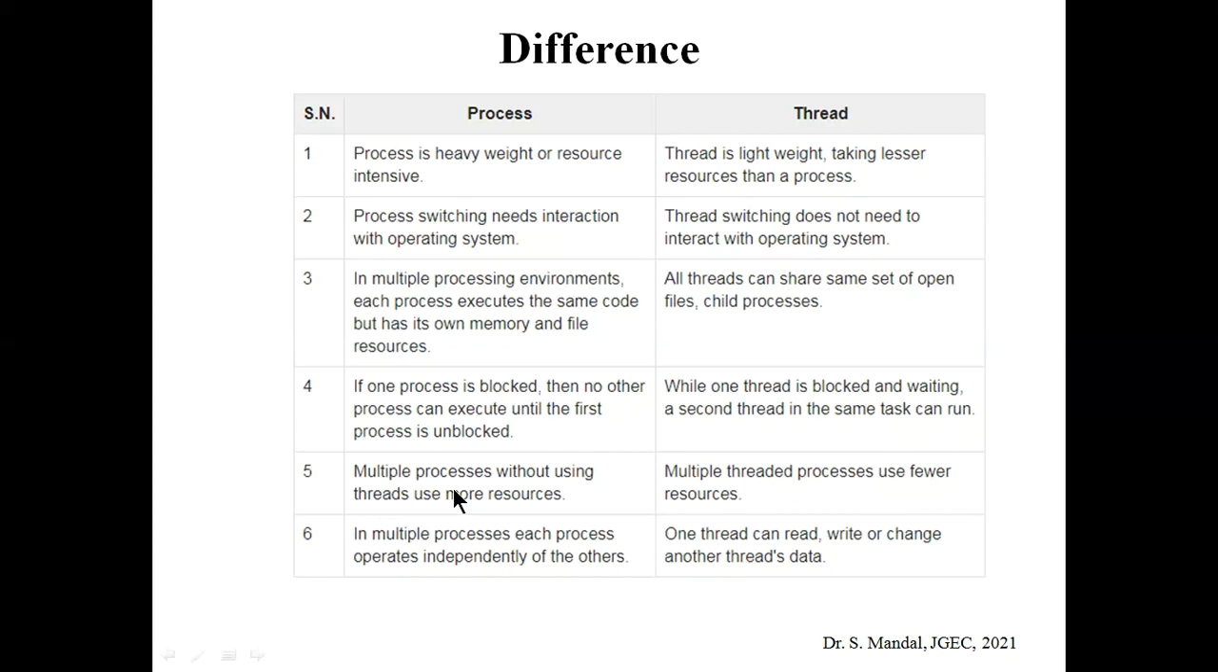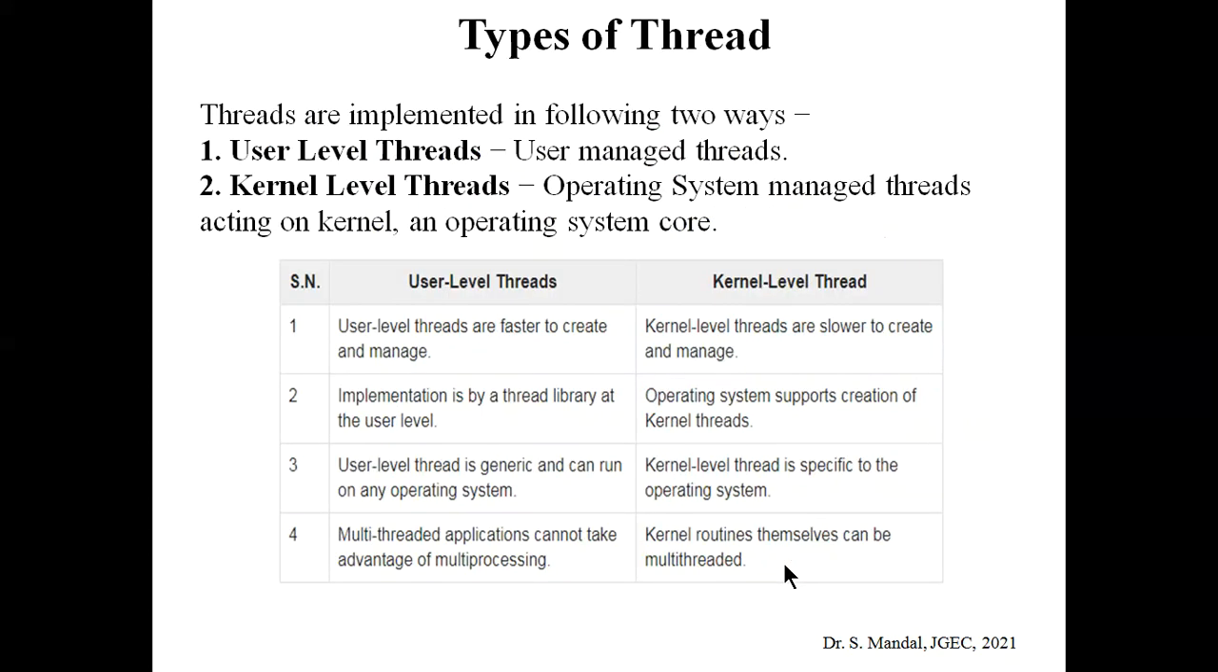Now fifth, multiple processes without using threads use more resources. That means if there are multiple processes with a single thread, we need more resources, because for each application and each task, we need to execute a process separately. Multiple processes without threads use more resources, while multithreaded processes use fewer resources. Six, in multiple processes, each process operates independently of the others, and in the case of threads, one thread can read, write, and change another thread's data. This is the main difference between process and threads.